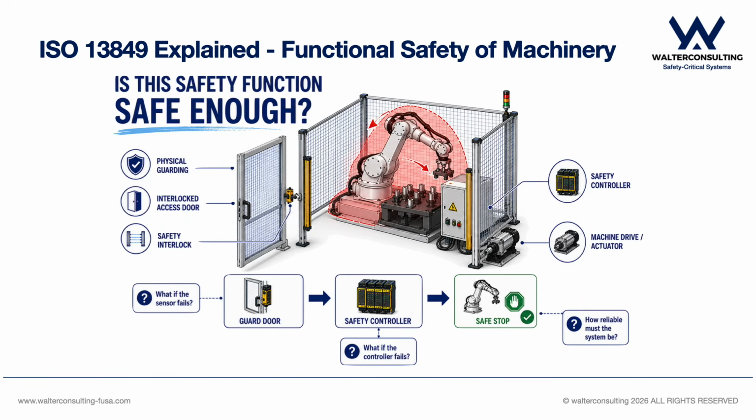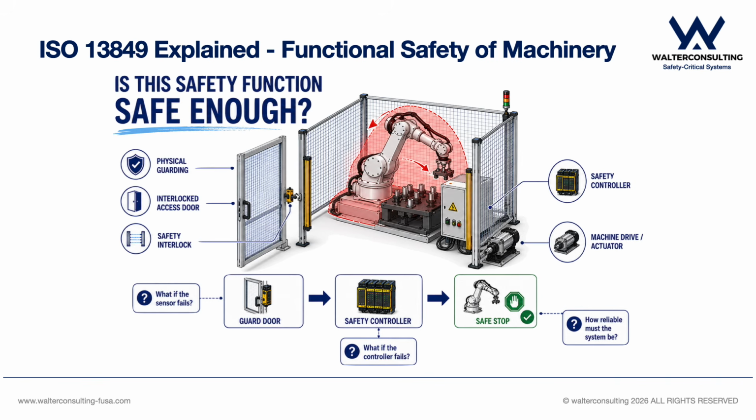Imagine an operator opening the safety guard of a robotic cell while the robot is still moving. The machine detects the open door and immediately stops the hazardous movement. But how do we know that this safety function is actually safe enough? What happens if the door sensor fails? What if the safety controller develops a fault? And how reliable does the complete safety system need to be?